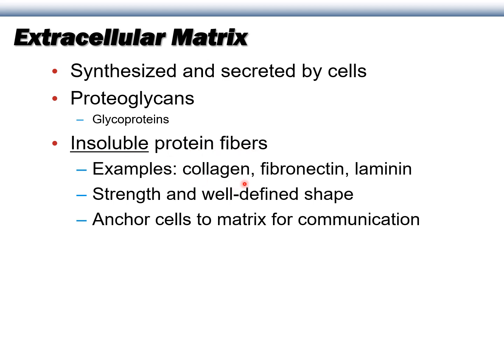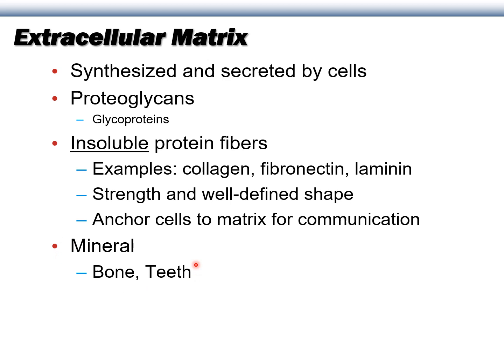So things like collagen, which you've probably heard of, fibronectin and laminin. These guys are for strength and structure oftentimes. They do have some communication role, but by and large the structure is usually the most important point when it comes to these insoluble protein fibers. That said, things like collagen and laminin can induce clotting if they're introduced into blood plasma. So they do serve a communication role.